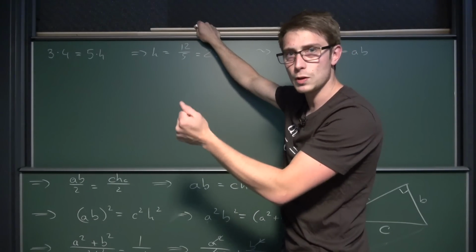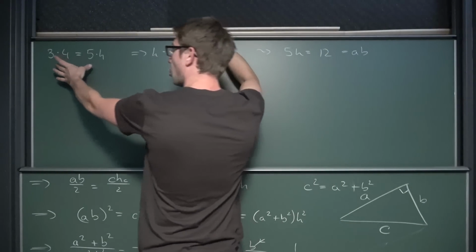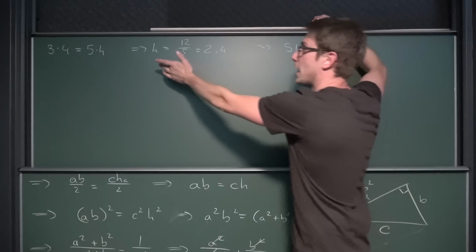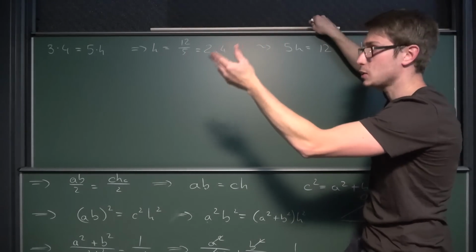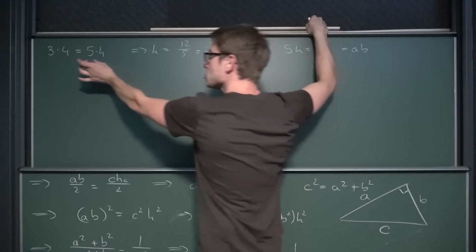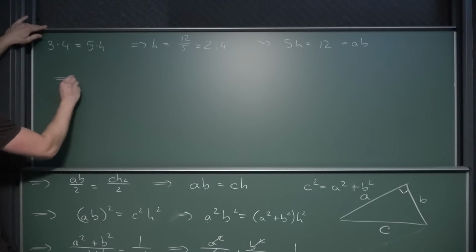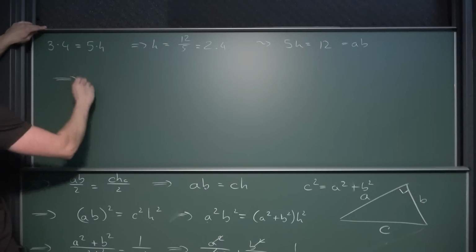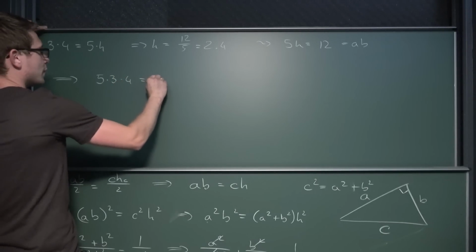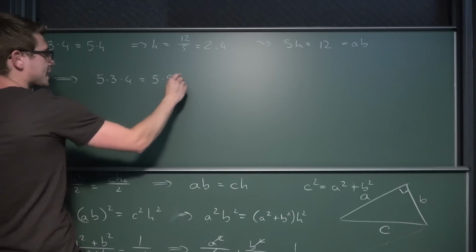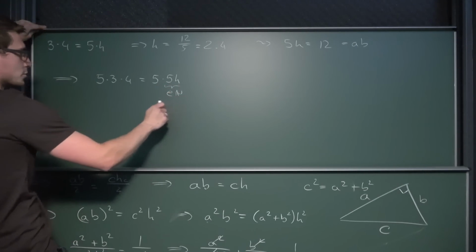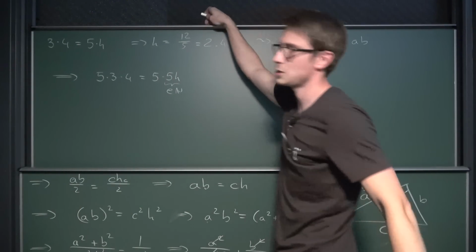So what we can do instead is we could multiply this whole equation right here by 5, such that our h, our height, which we don't know yet, is an integer, but our equation, the original one, is going to be preserved. So what we're going to do is we multiply the whole thing by 5, giving us 5 times 3 times 4 is equal to 5 times 5 times h. So this right here is element of the natural numbers. That is good. All of the other stuff is also element of natural numbers.